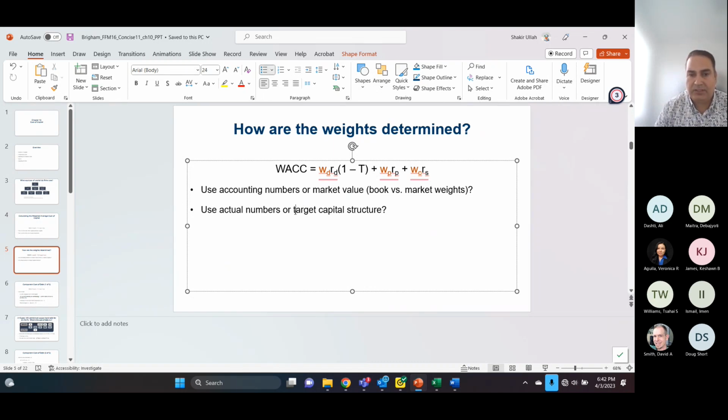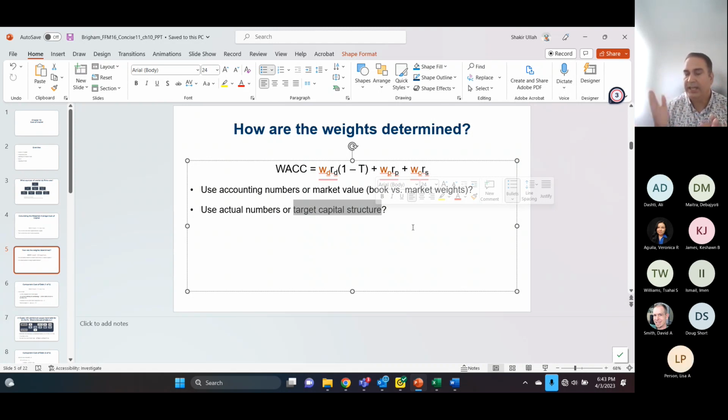And they may also give us the target capital structure. And what we mean by target capital structure is the optimal where the company wants to go. Like for example, right now the company has 40% debt, 10% preferred stock, and 50% common stock. But their target is to get rid of the preferred stock and make it 50% debt and 50% equity. So then that is what we call the target capital structure. So if the target capital structure is given to you, then we're going to use the target capital structure weights. So we need to keep that in mind.